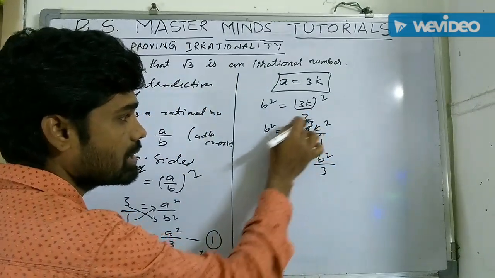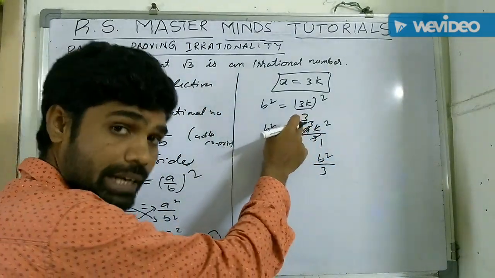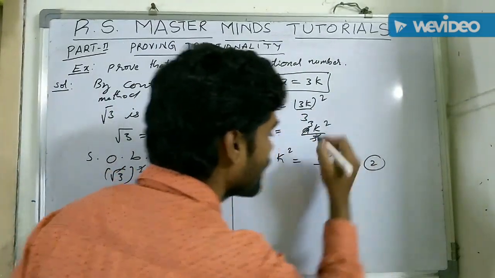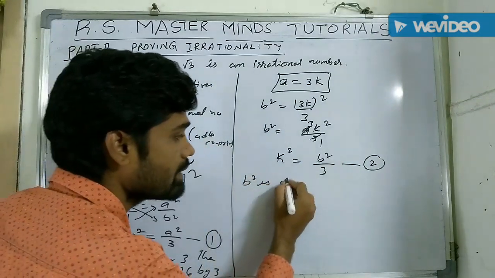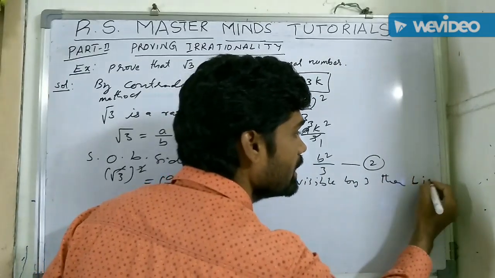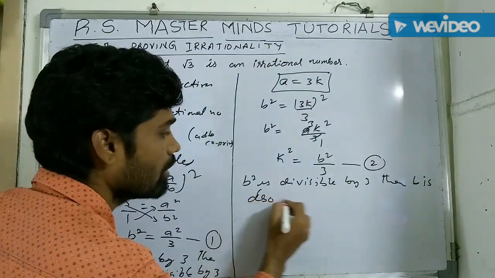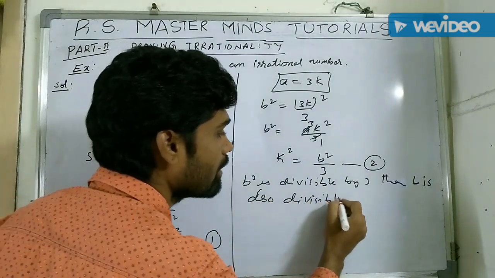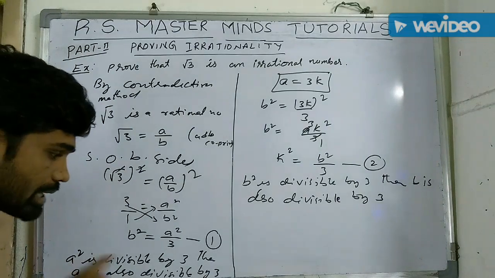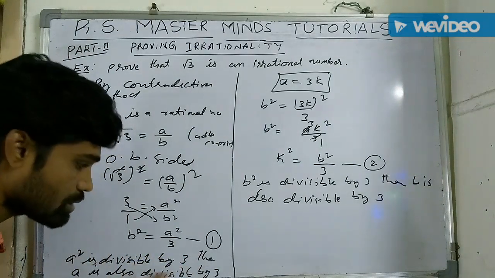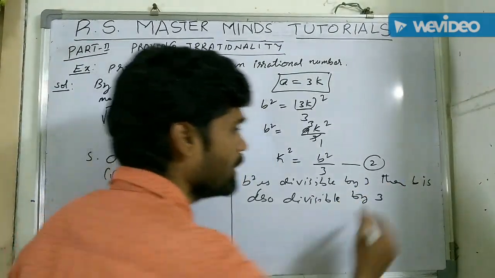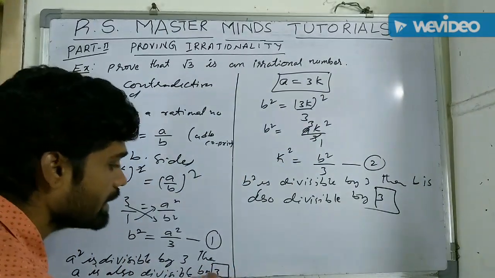So let's transpose this 3 to the LHS. Okay guys? So 3 transposes to here. Therefore, b square by 3. Now what do you say? b square is divisible by 3, then b is also divisible by 3. Here observe, first a square is divisible by 3 means a is also divisible by 3. b square is divisible by 3 means b is also divisible by 3. So please observe here, divisible by 3, divisible by 3.